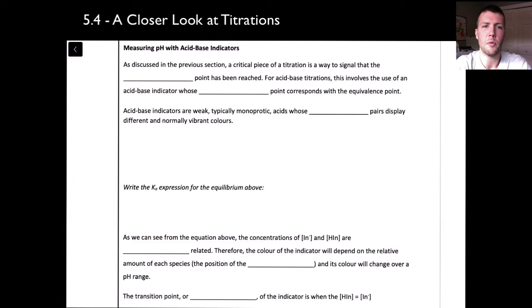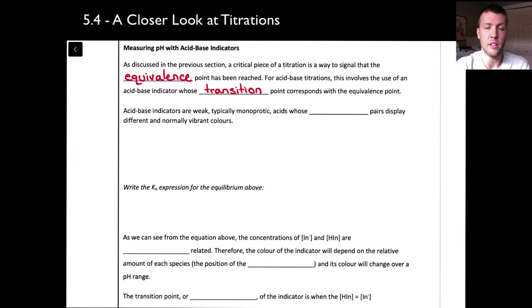As we discussed in the previous section, a critical piece of a titration is having a way to signal when that equivalence point has actually been reached. For acid-base titrations, we want to use an acid-base indicator whose transition point, in other words, the point at which it's actually changing colors, is going to happen when the equivalence point is reached. So we want those 2 points to correspond with each other.